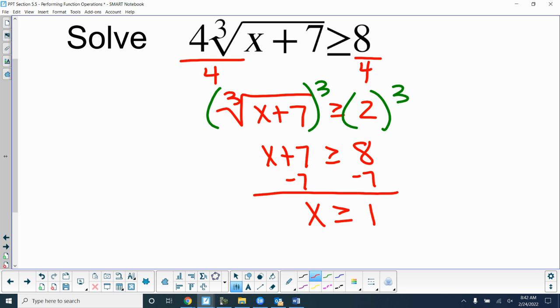It's when it's even index, square roots, fourth roots, sixth roots, that we have to do this. If that was a square root, we would have to do x plus 7 greater than or equal to 0. Have to do that to make sure we don't have any negatives under our radical sign. All right?